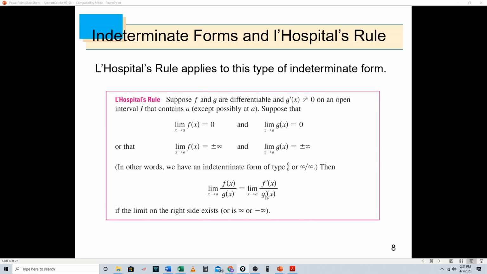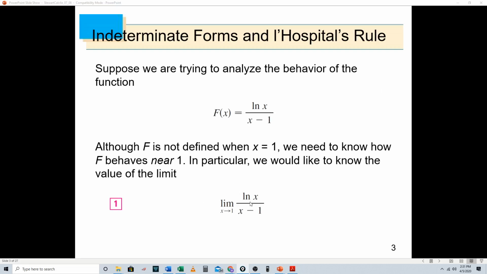So going back to finding the limit as x approaches 1, what I can do is take the derivative of this function. That gives us the limit as x approaches 1 of, again, we just went over the derivative of natural log of x. The derivative of natural log of x is 1 over x. Okay, so 1 over x. And the derivative of the denominator is 1. So if I plug in 1, I get 1. And there we go. I have a solution for it now. That's L'Hopital's rule. That's how great this thing is.